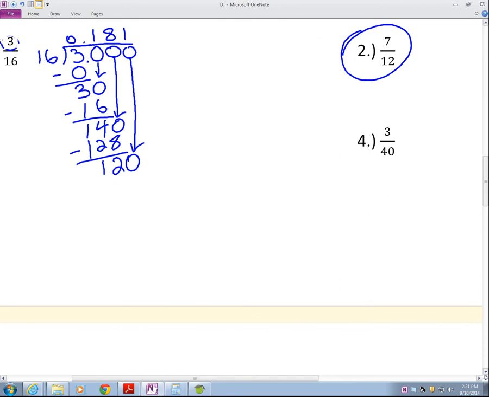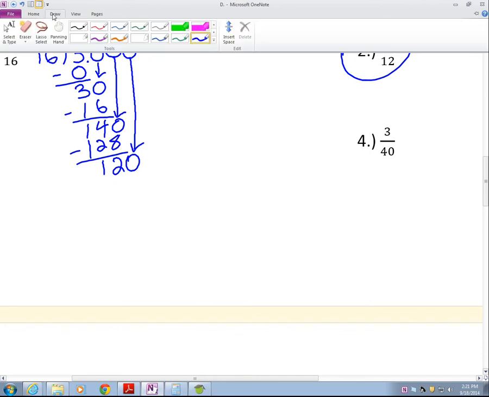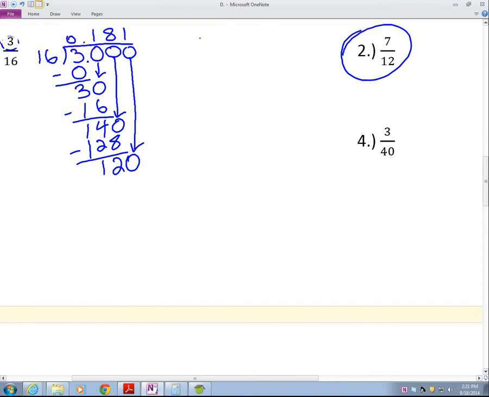So now I have 16 goes into 120. Let's see, how many times does it go in there? Want to try 7? Okay, let's try 7. We'll see what happens.